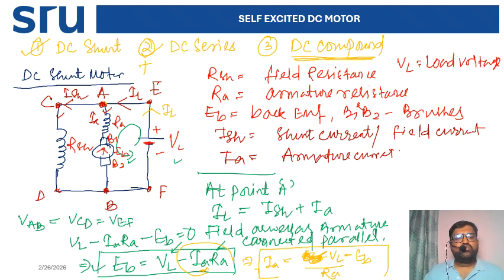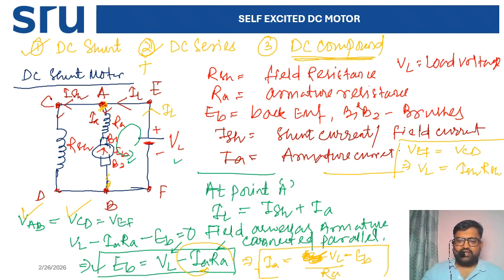Now come to the shunt current. As I told, the armature and field are connected in parallel. Then another term will come, that is VAB equal to VCD. Can I say VAB equal to VCD or VEF? We already know VEF equals VL, and VCD is the multiplication of the shunt current and the shunt resistance. Then we can easily find out ISH, that is VL by RSH.